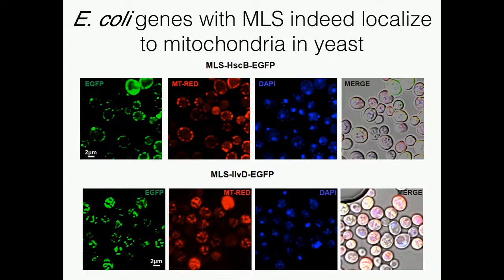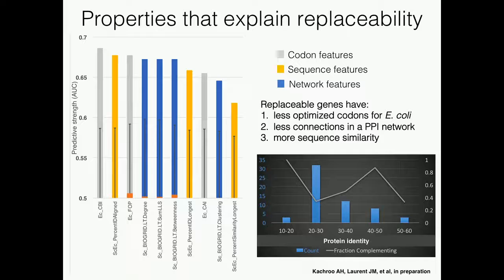We showed that when we do this engineering, where we put this mitochondrial target sequence, they indeed go to mitochondria. So this is an experiment for that. This is a protein tagged now with EGFP, and we look for mitochondria by MitoTracker Red, and they co-localize and show that this is indeed going to mitochondria.